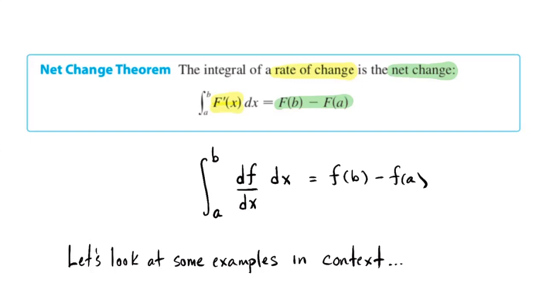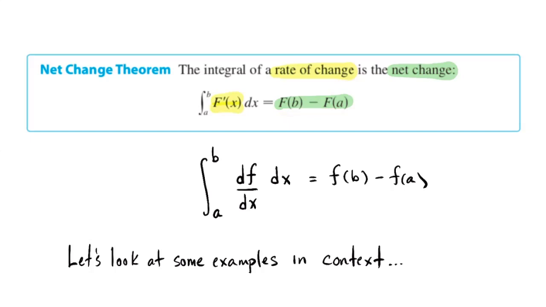That net change might be positive. It's positive if the value at the end is bigger than the value at the beginning. It might be negative if it's the other way around. The net change might be zero if capital F of B and capital F of A are the same, okay?